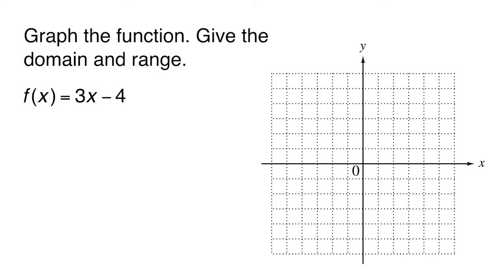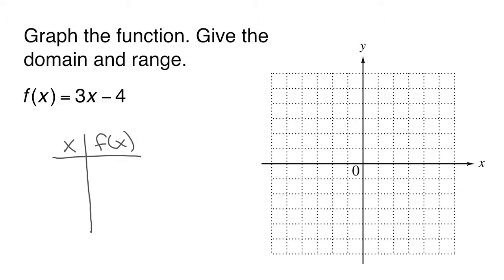Graph the function. Give the domain and range. f(x) = 3x - 4. To graph, let's create a table of values. We'll have a column for x and a corresponding column for f(x).